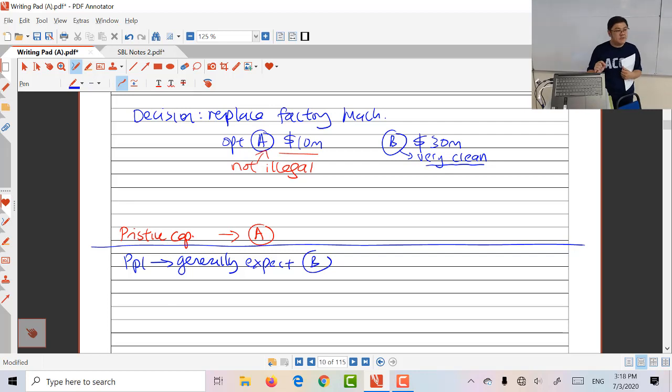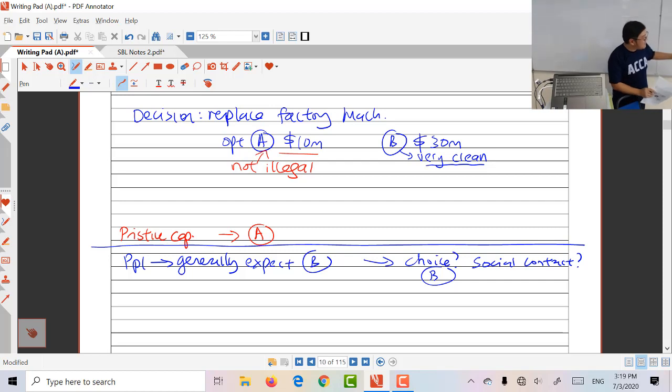But if people generally expect B, what is your choice? If let's say you are a social contractor, A or B? B, right? As a social contractor, you go for B. Because you know that at the end of the day, the support of the people is important. And yes, it's not illegal, but the legality is not enough. You will say that if I just go for A, even though I can tell people that I don't break the law, I know they will not like me. I know that at the end of the day, people will not support my brand. That's why I have no choice. I go for B.